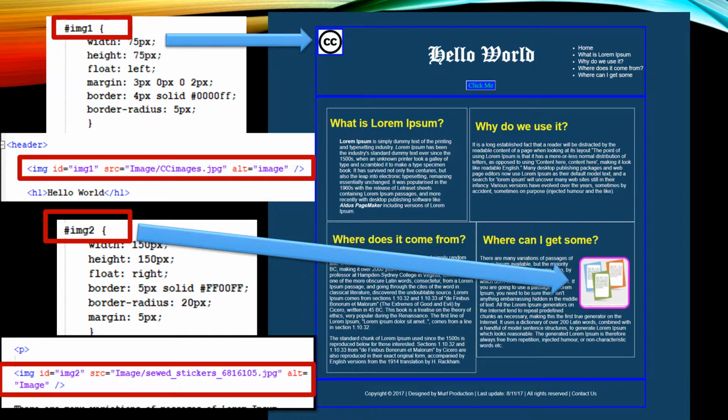Just a note, if you want an image to look more oval or circular, you would just increase the border radius size in pixels. By increasing them, you will get it to look more oval.